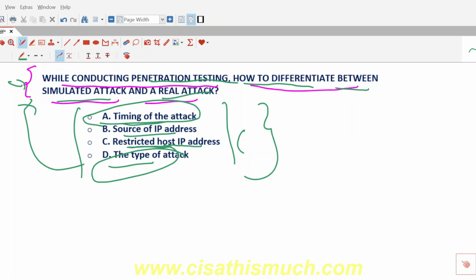The primary purpose of doing this activity in the non-business hours is we don't want to disrupt our day-to-day business operation. We want to avoid any unwanted thing happening in our internal environment. So that is the primary purpose when we are saying timing of the attack.